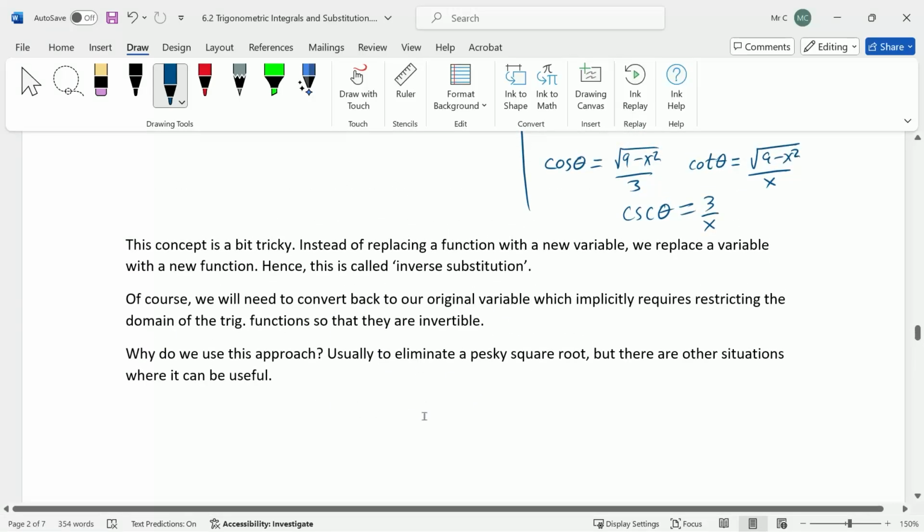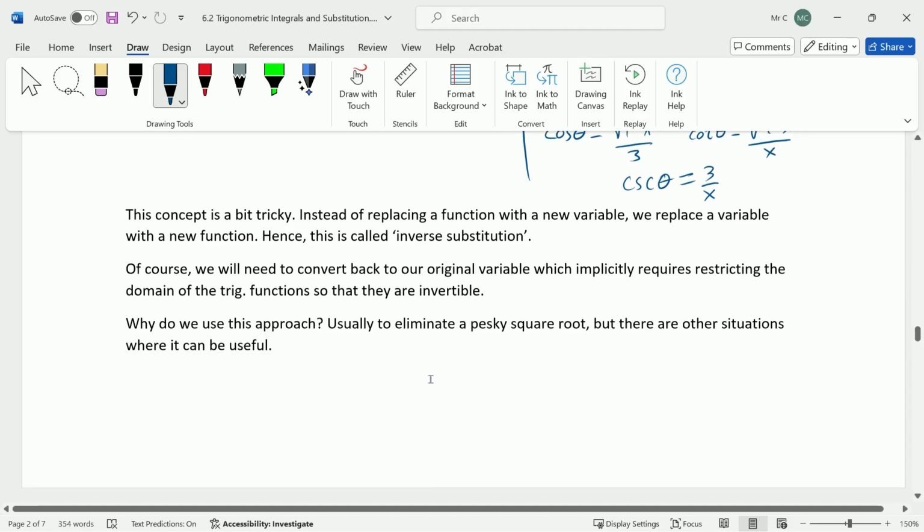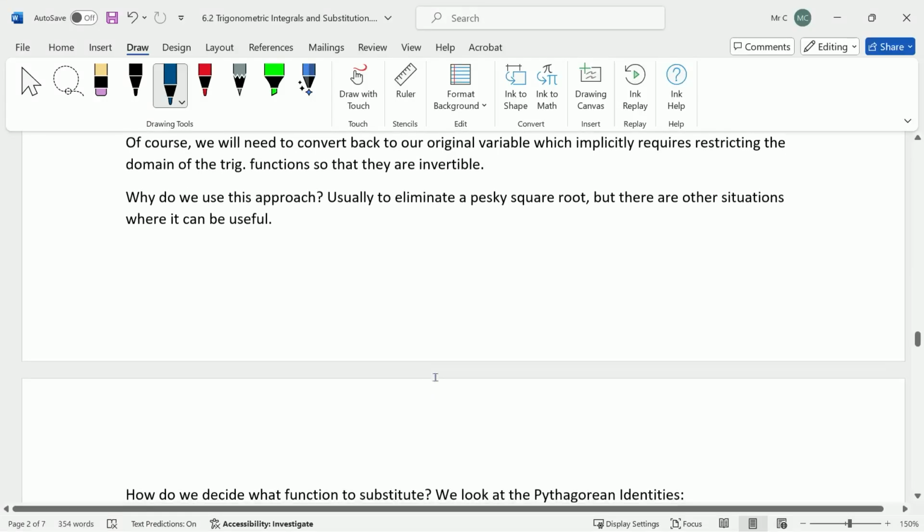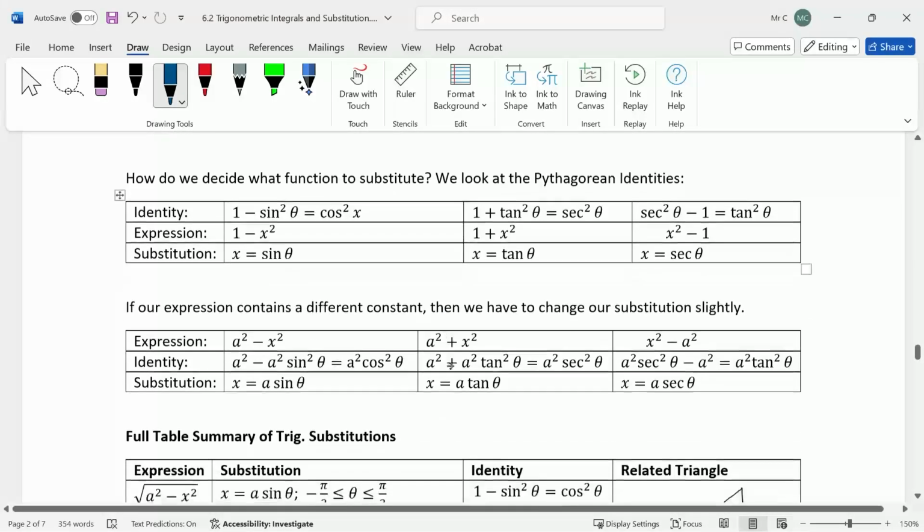Now, where do we use this approach? Usually to eliminate pesky square roots. But there can be other situations where it's useful, and I'm sure you will see some of those.